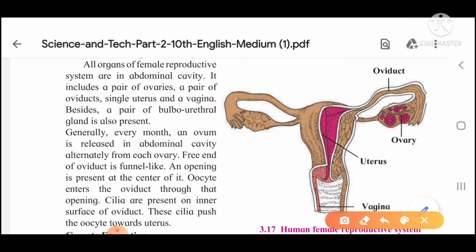So eggs are produced here, okay, and these are captured by the hands, these hands, okay. These are called oviducts, okay, and this will capture and the egg will travel in this way, okay, and then it will enter into the uterus, okay. This is how it takes place, okay.